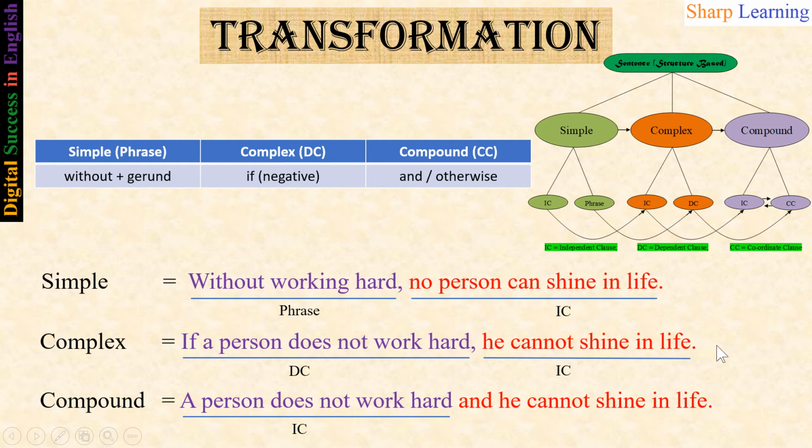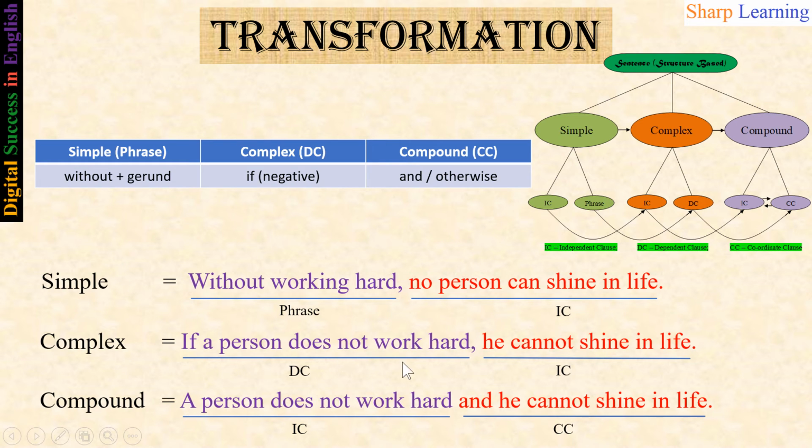Suppose he cannot shine in life, here it is IC. But before IC, we have just used and, and it has been a CC. If we used here when or if, then it would be turned into a DC. So for transferring IC, DC and CC there is nothing else, just use a conjunction or delete a conjunction. Here it was a DC and from DC we have made IC. How? Only omit, that means delete the conjunction. We have deleted if and it has been an IC.